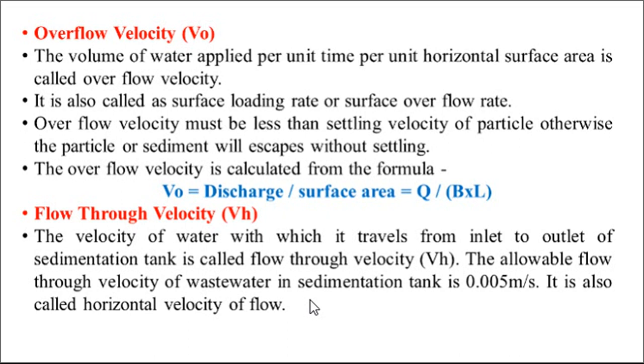The second term is flow through velocity. The velocity of water with which it travels from inlet to the outlet of sedimentation tank is called as flow through velocity, VH. The allowable flow through velocity of wastewater in sedimentation tank is about 0.005 meter per second. This velocity is also called as horizontal velocity of flow.